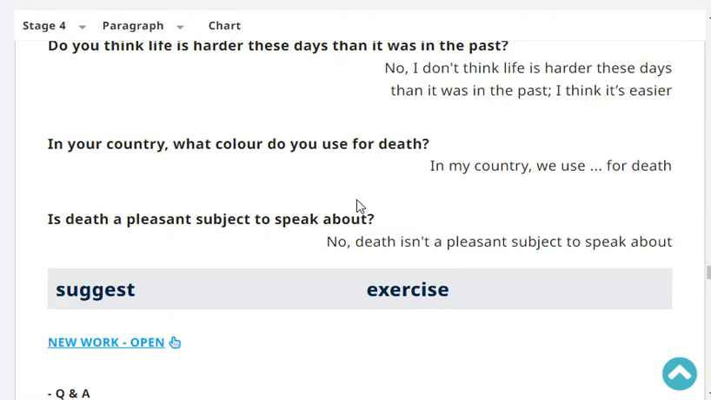In your country, what color do you use for death? In my country, we use the color black for death. Very good.